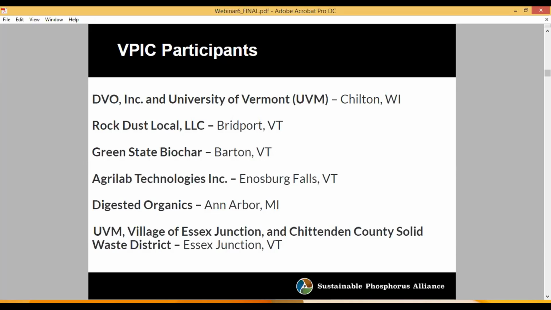We have Green State Biochar, which is based in Barton, Vermont, and they use local renewable organic waste materials that are processed in an innovative machine developed in Vermont that produces a sequestered carbon product called biochar. The phosphorus capture system utilizes the biochar as a filter to capture most of the phosphorus leaving fields, producing soil amendments and fertilizers that are available for local reuse.